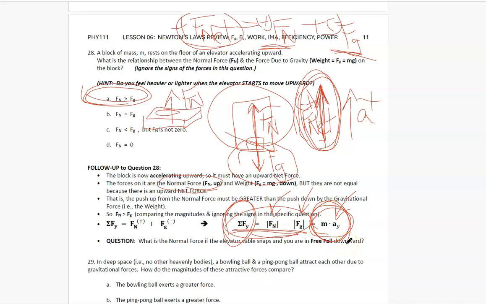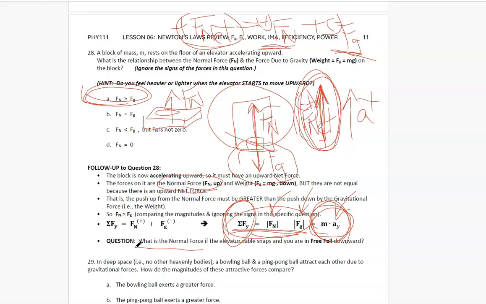All right, so here's a little extra question for you. What is the normal force if the elevator cable snaps? In other words, suddenly everything's falling down. It's in free fall. We're going to assume there's no air resistance as this elevator box just plummets down to the bottom of the building with you in it. Obviously, this is a horrible situation to be in.